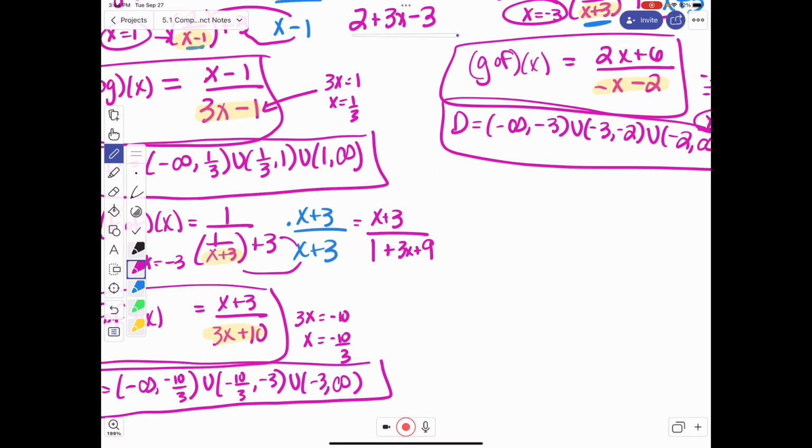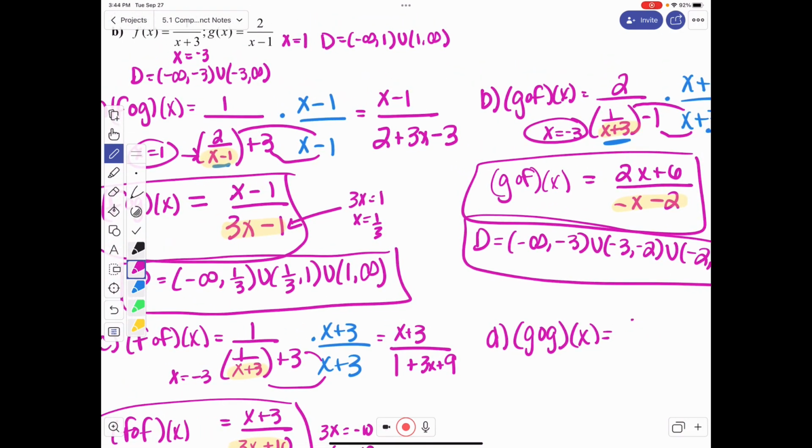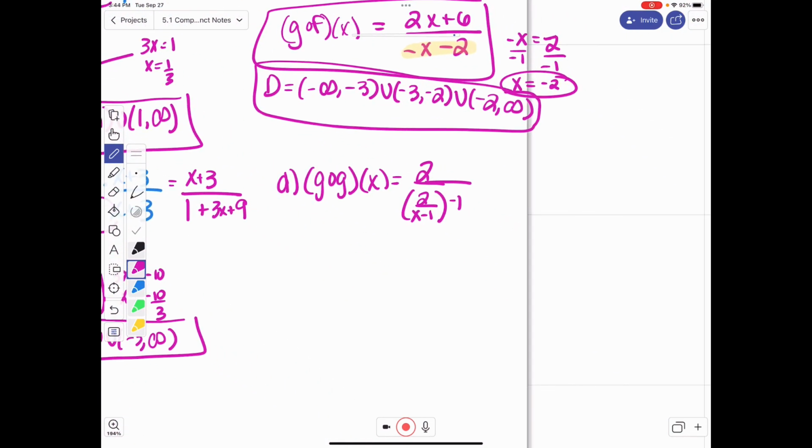All right, and then for D, I'm doing g of g of x. So let me see what my g function was. So I have 2 over 2 over x minus 1, minus 1. Okay, so simplify this. I need to multiply by that x minus 1 over x minus 1. So that gives me 2x minus 2 over, and remember I multiply both of these. So the x minus 1's cancel. I get a 2. Negative 1 times x minus 1 would be negative x plus 1.